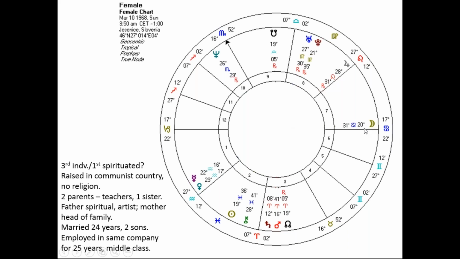The planet that is square the nodes, as today's class has been about, is the moon. And the moon is showing up at 20.5 degrees Cancer. It is a few degrees, what is that, 3 degrees inside the descendant in the 7th house.